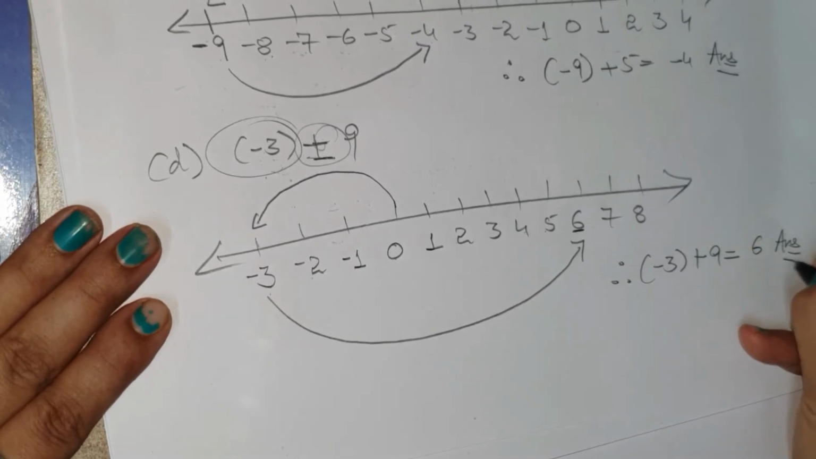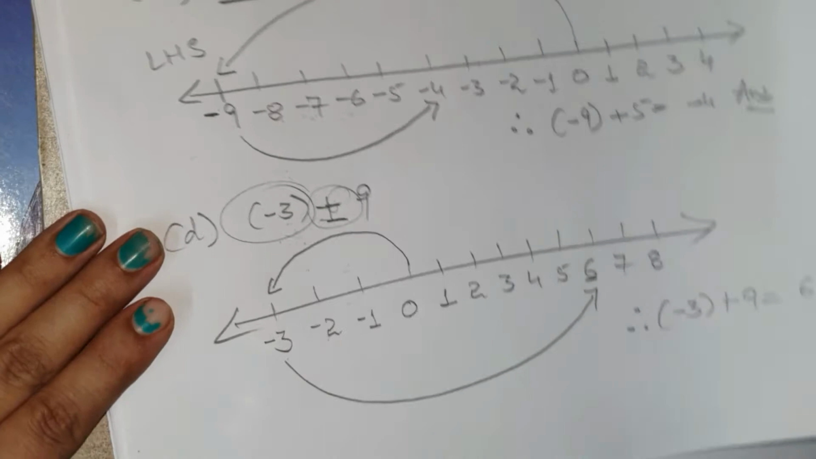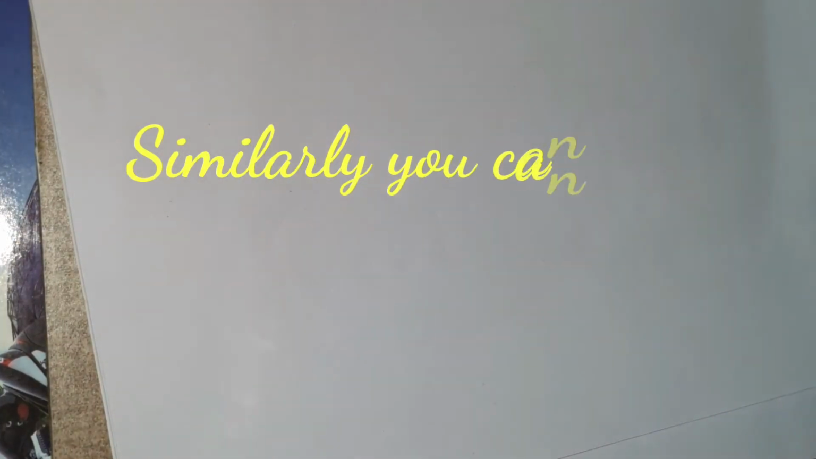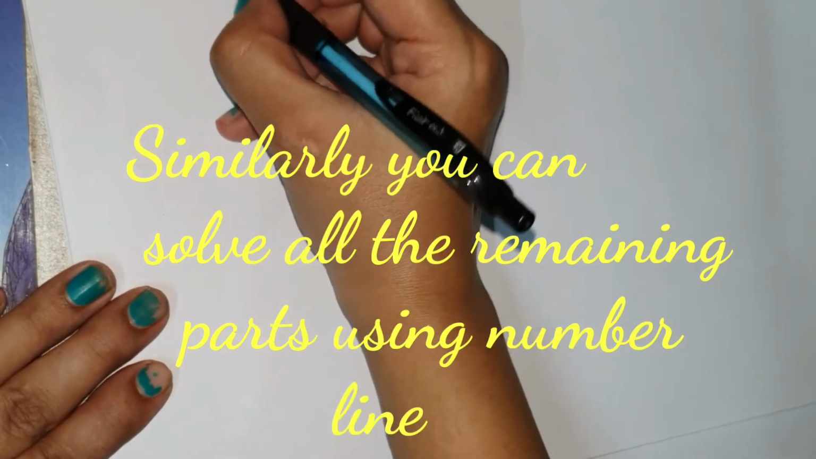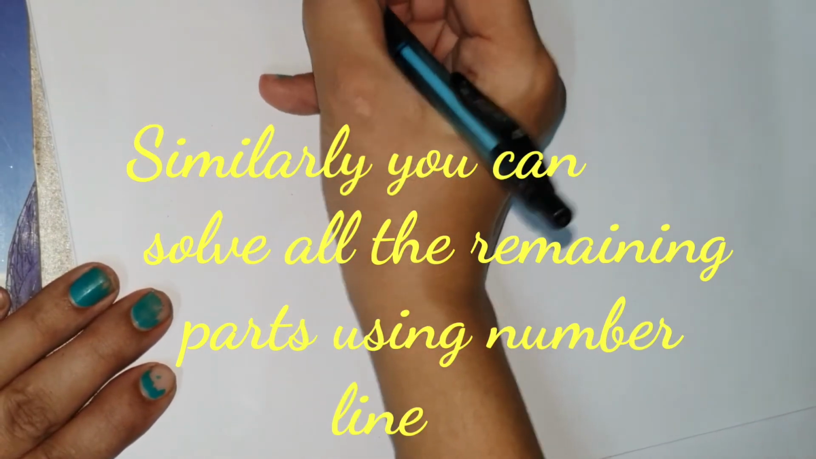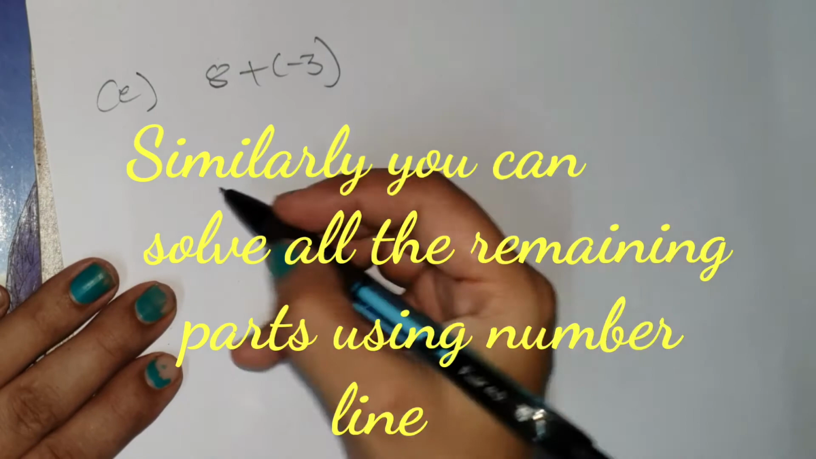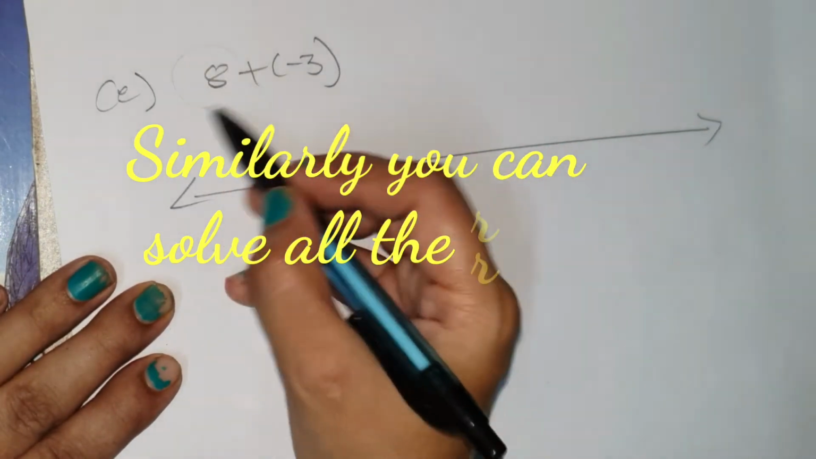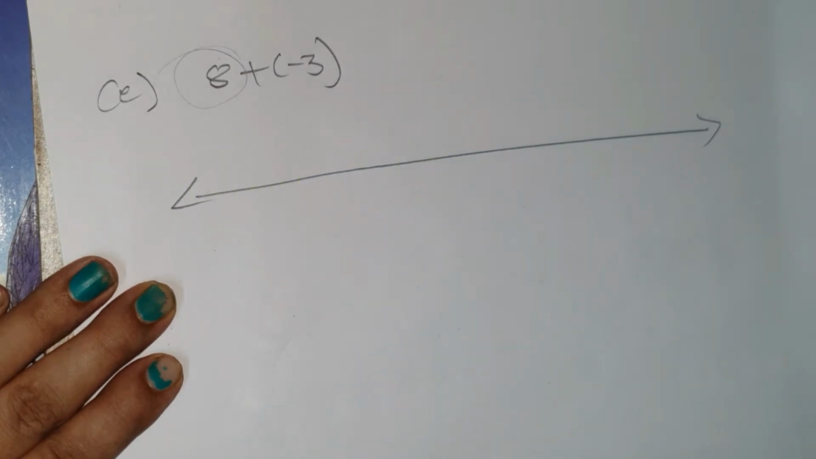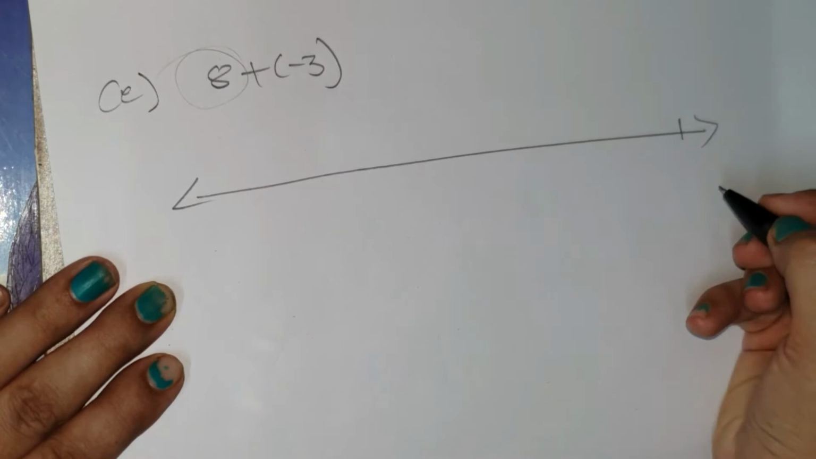Answer. No need to mention the plus sign, it is understood. If no sign is there, then it will be a plus sign only. Okay. So, that was your D part. Move on to the next part. 8 plus minus 3. This is your E part. Now, draw the number line. Okay. Now, the first number is 8, right. So, 8 means positive 8. So, from the positive side you can draw the number line.